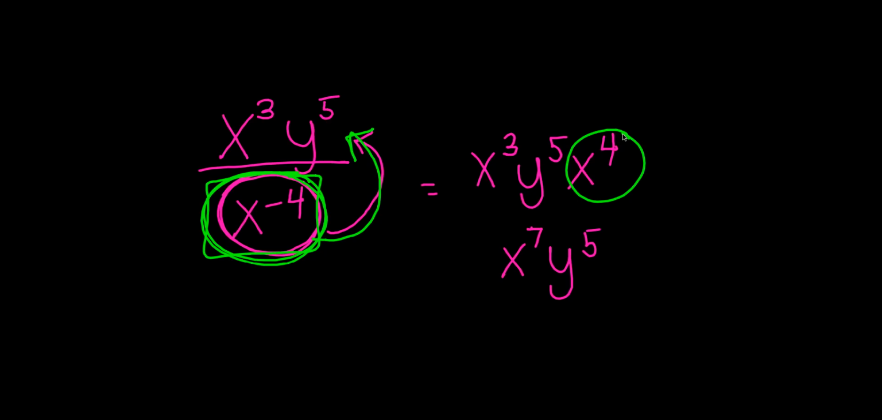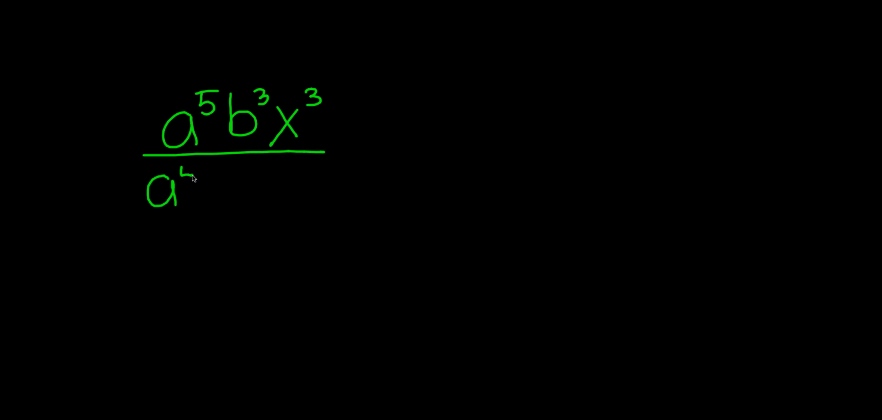So I want you to try one right now, see how it goes. That is a to the 5th, b to the 3rd, x to the 3rd, over a to the 4th, b to the negative 4th, and x to the negative 1st power. Think about that. Think about what needs to stay where it is and what needs to move to become a positive exponent, and then we will chat about it. Go for it.